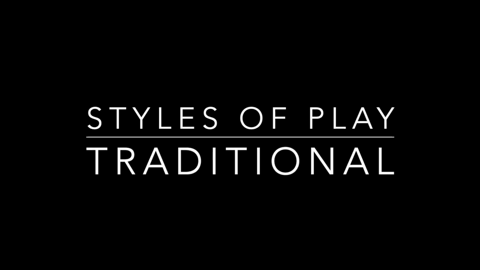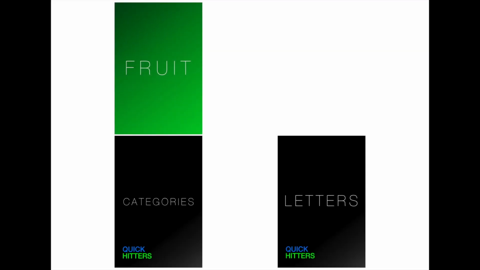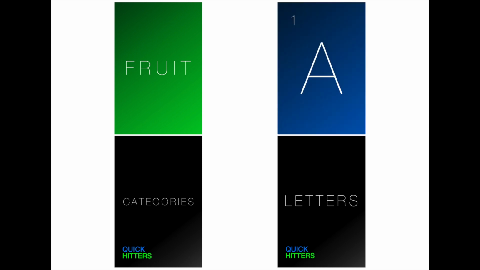Styles of play: traditional. The host will flip over one category's card and read it aloud. In this case, the category for this hand will be fruit. Next, the host will flip over a letters card and read it aloud. In this case, the letter is A. The first person to correctly give an answer of a fruit starting with the letter A, for example, apple, wins the hand. The host then gives that letter card to the person with the correct answer.